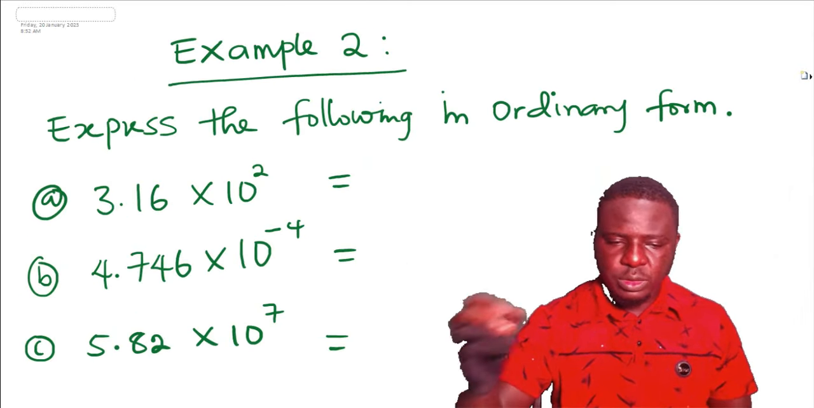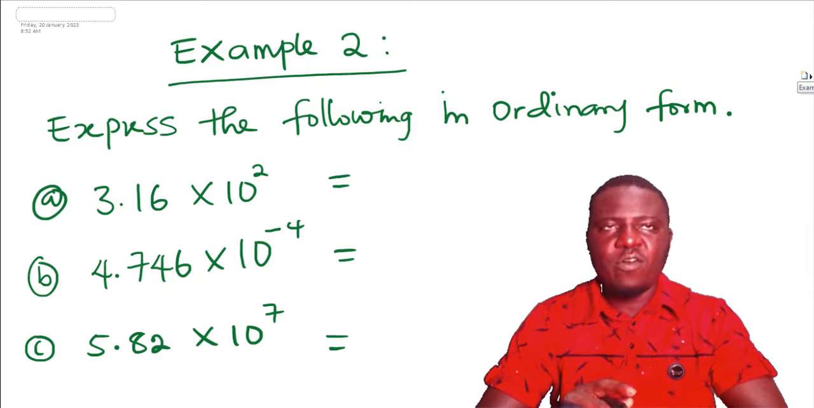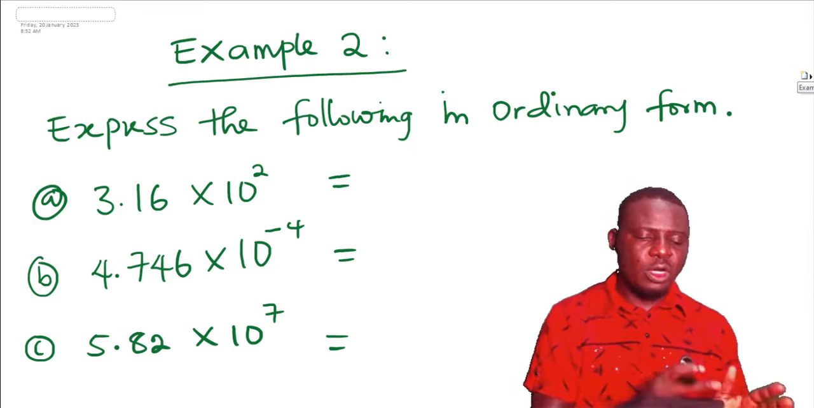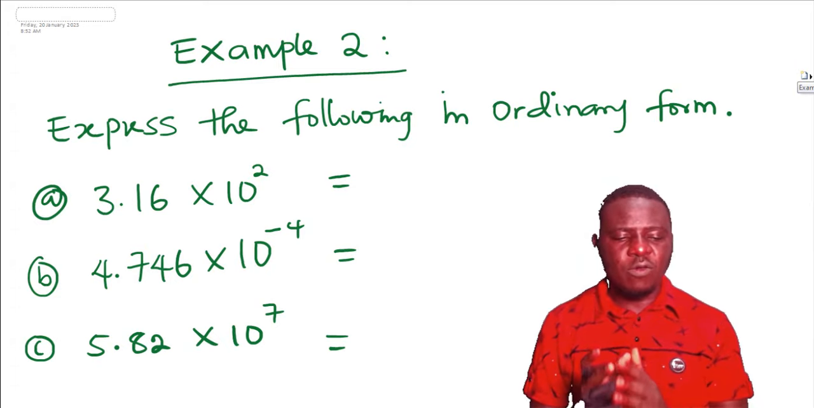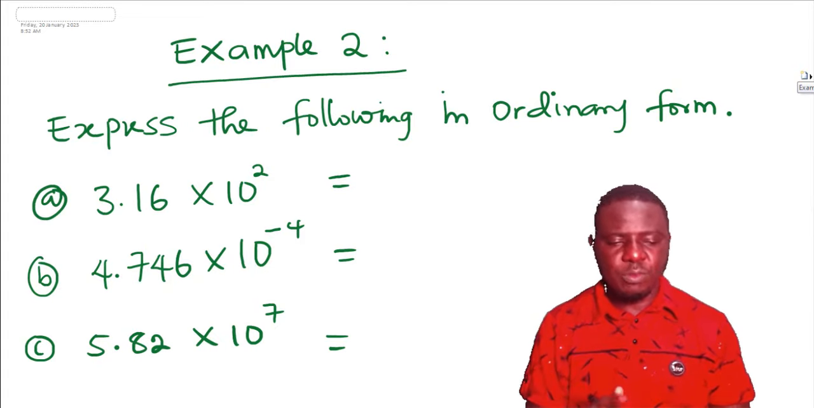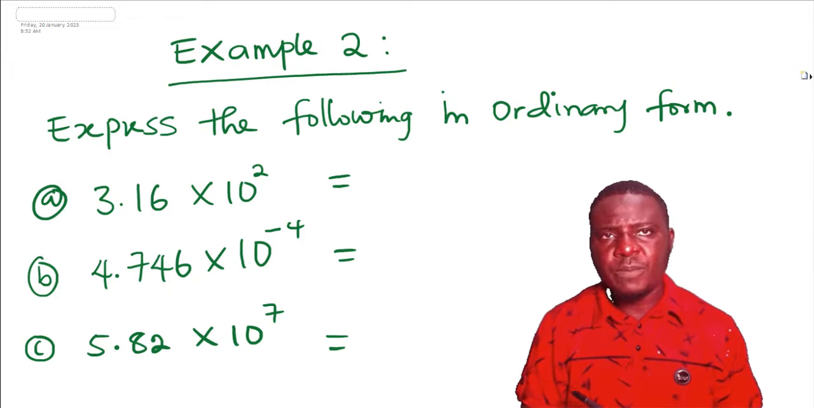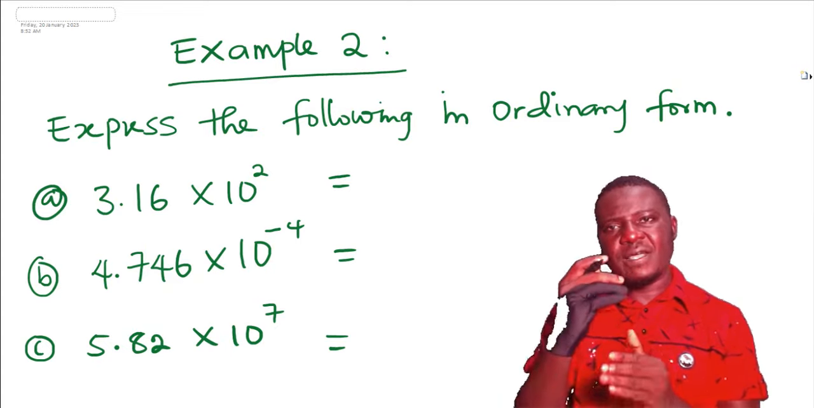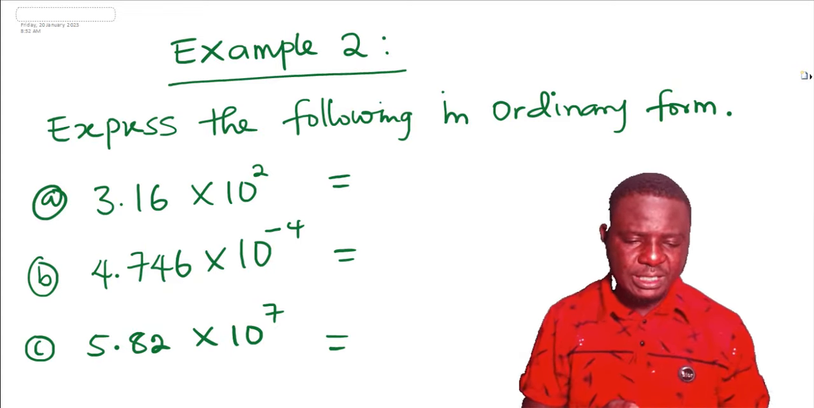More examples. We should express the following in ordinary form. Now we have seen how to express numbers from ordinary form to standard form. In this second example, we shall be looking at how to convert or express numbers in ordinary form from standard form. So this is given as 3.16 times 10 raised to the power of 2. So we are going to take the reverse process as we did in the first example.